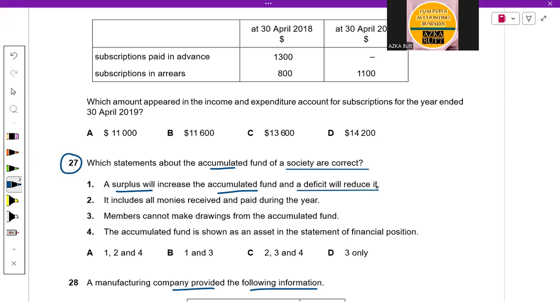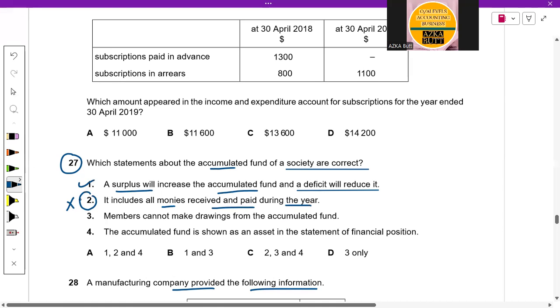And if you see the second one, it says that it includes all monies received and paid during the year. So this is incorrect. The first is correct. So why is this incorrect? Because the accumulated fund is a balance sheet item representing the net assets, not a summary of all receipts and payments, which would be in a cash flow or receipts and payments account.